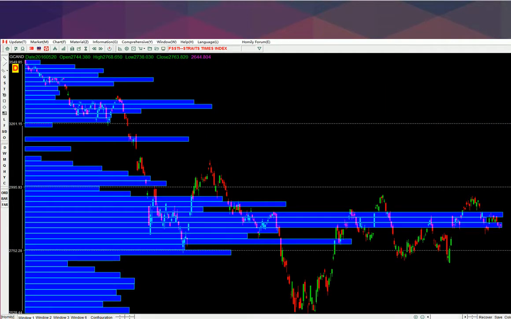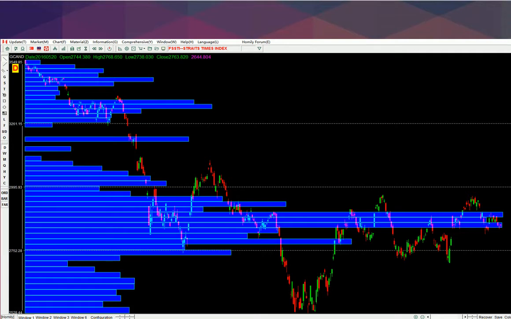This is the chips distribution. It's the special function of Homely software which can help us to judge the support and resistance. We can connect the high point till the present price. Then we can know that this is the chips. The longer the chips, the stronger the resistance and support. So during this period, this is the stronger resistance and support, and we should pay more attention to this area.